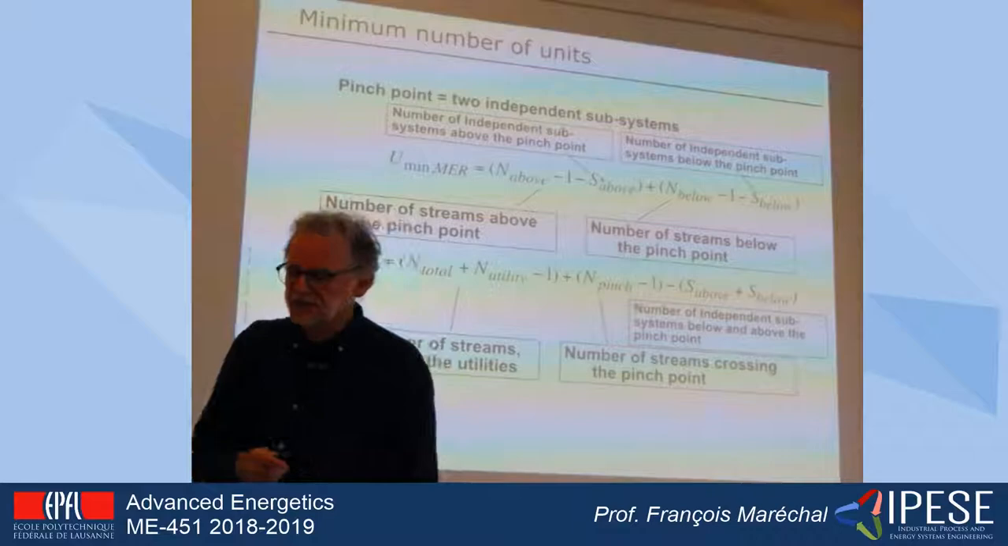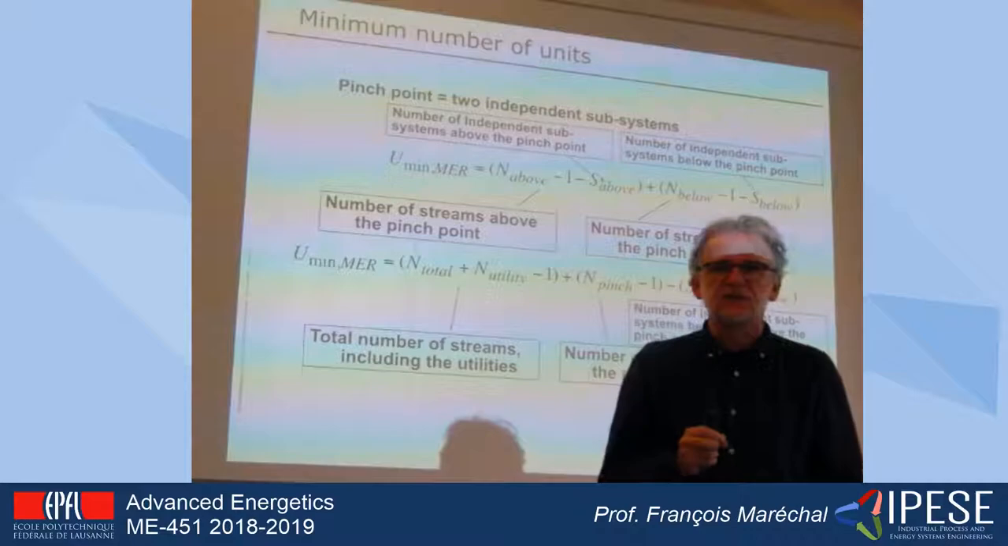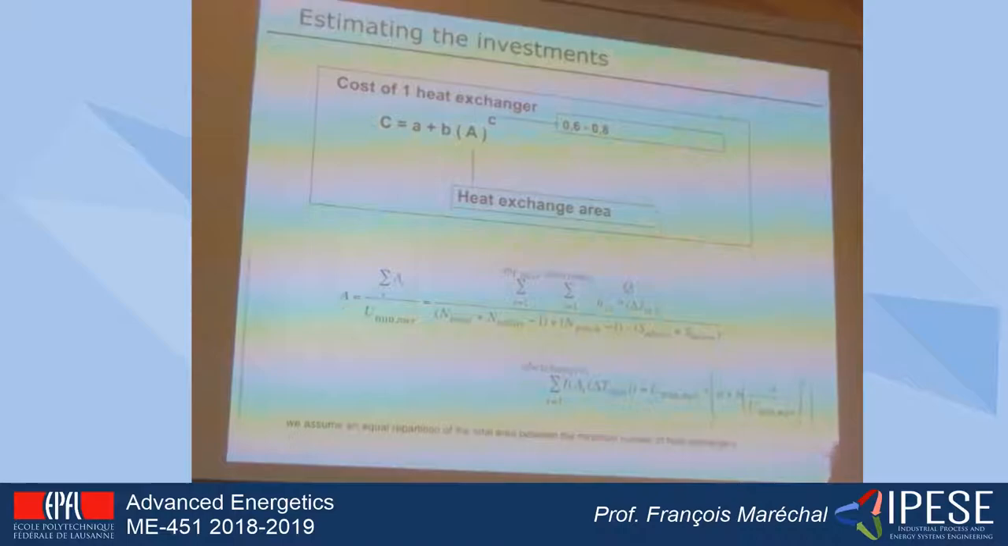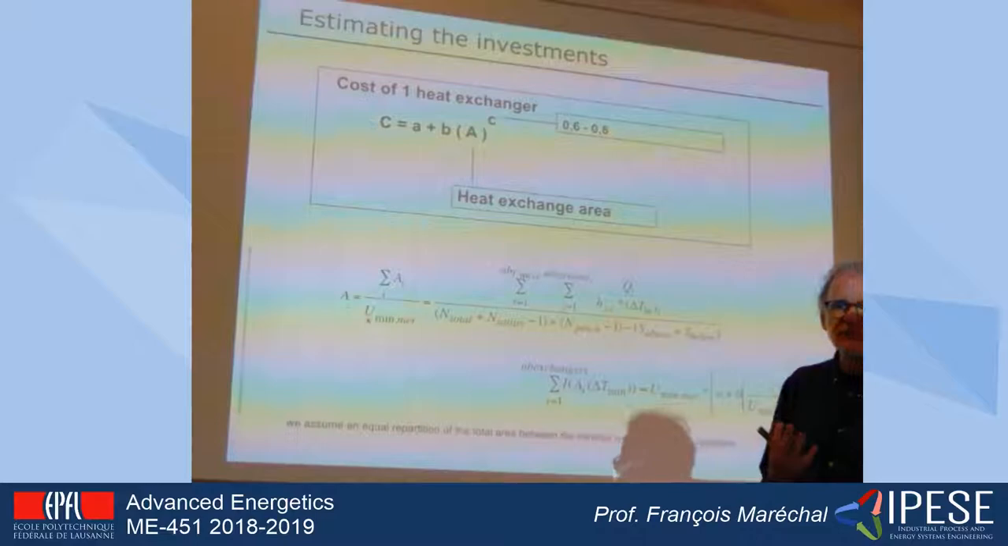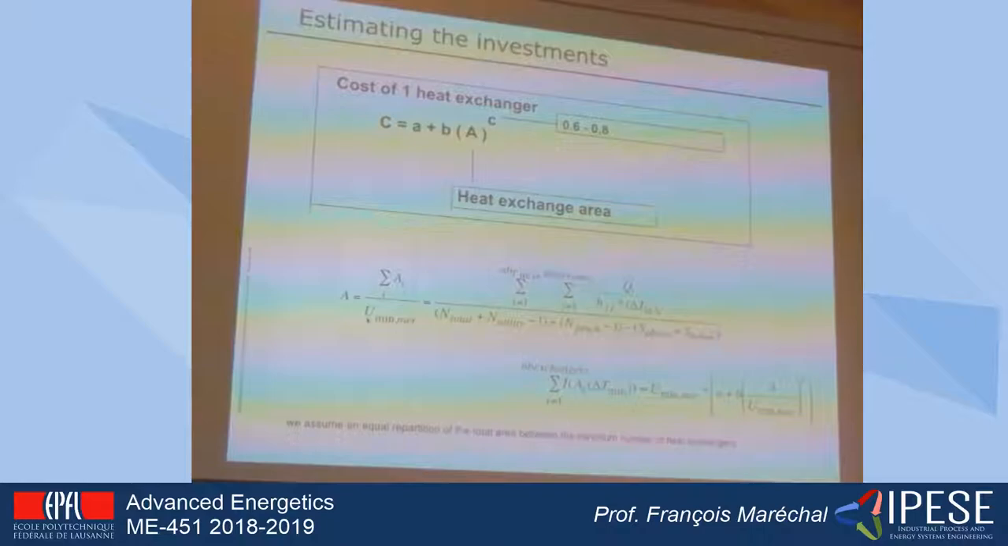So now I have, on the one hand, the total area, and on the other hand, the minimum number of connections. So what I can do is to say, okay, why don't we consider one heat exchanger in the system by dividing the total area over the minimum number of connections. Okay, and this will then give us the mean size of a heat exchanger in the system. And if I have the mean size of a heat exchanger, I can then deduce the total cost of all the heat exchangers in the system, because it will be the number of connections times the cost of the mean heat exchanger.